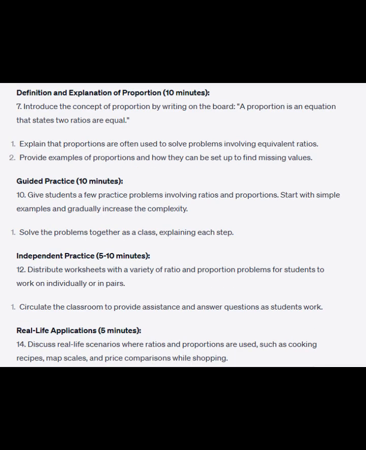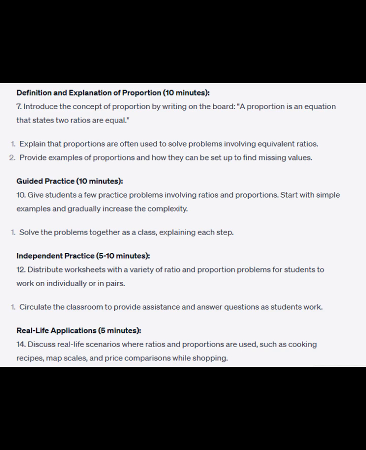Definition and explanation of proportion, 10 minutes. 7. Introduce the concept of proportion by writing on the board: a proportion is an equation that states two ratios are equal. Explain that proportions are often used to solve problems involving equivalent ratios. Provide examples of proportions and how they can be set up to find missing values.